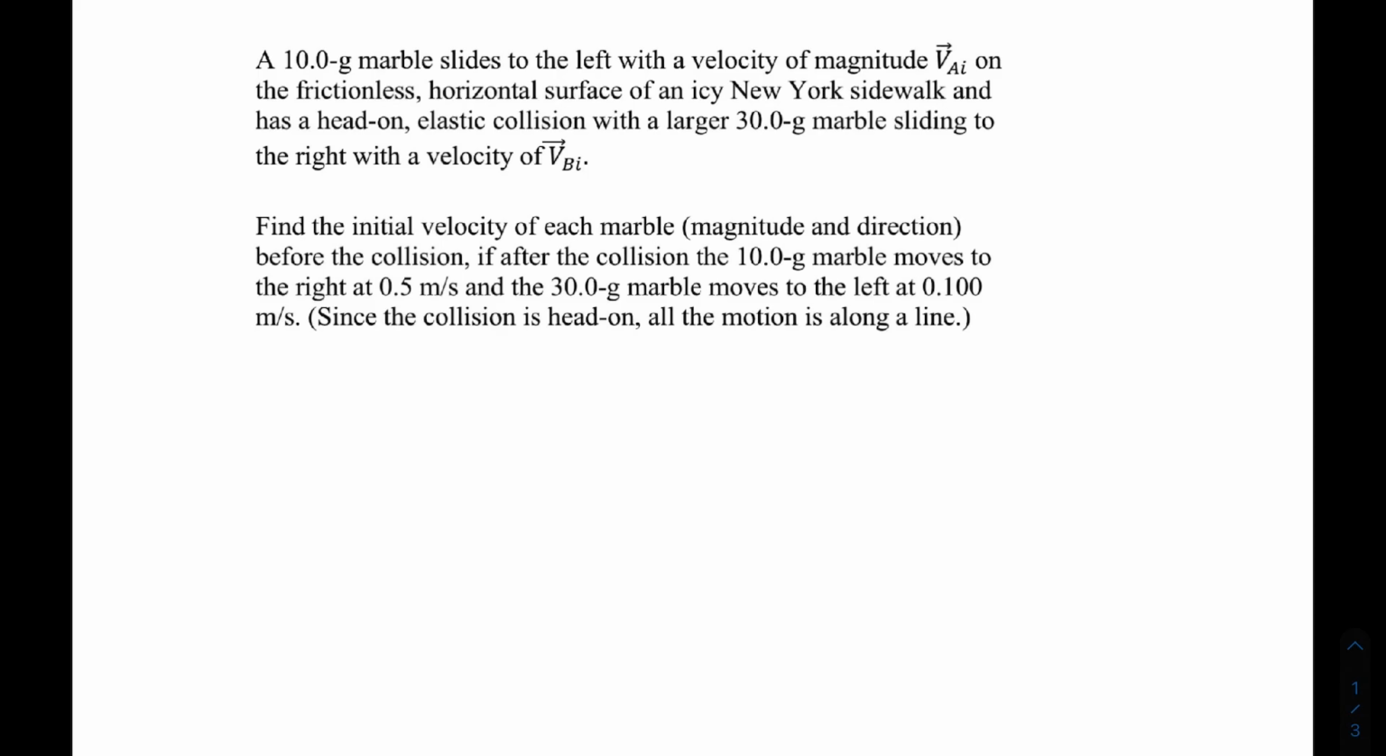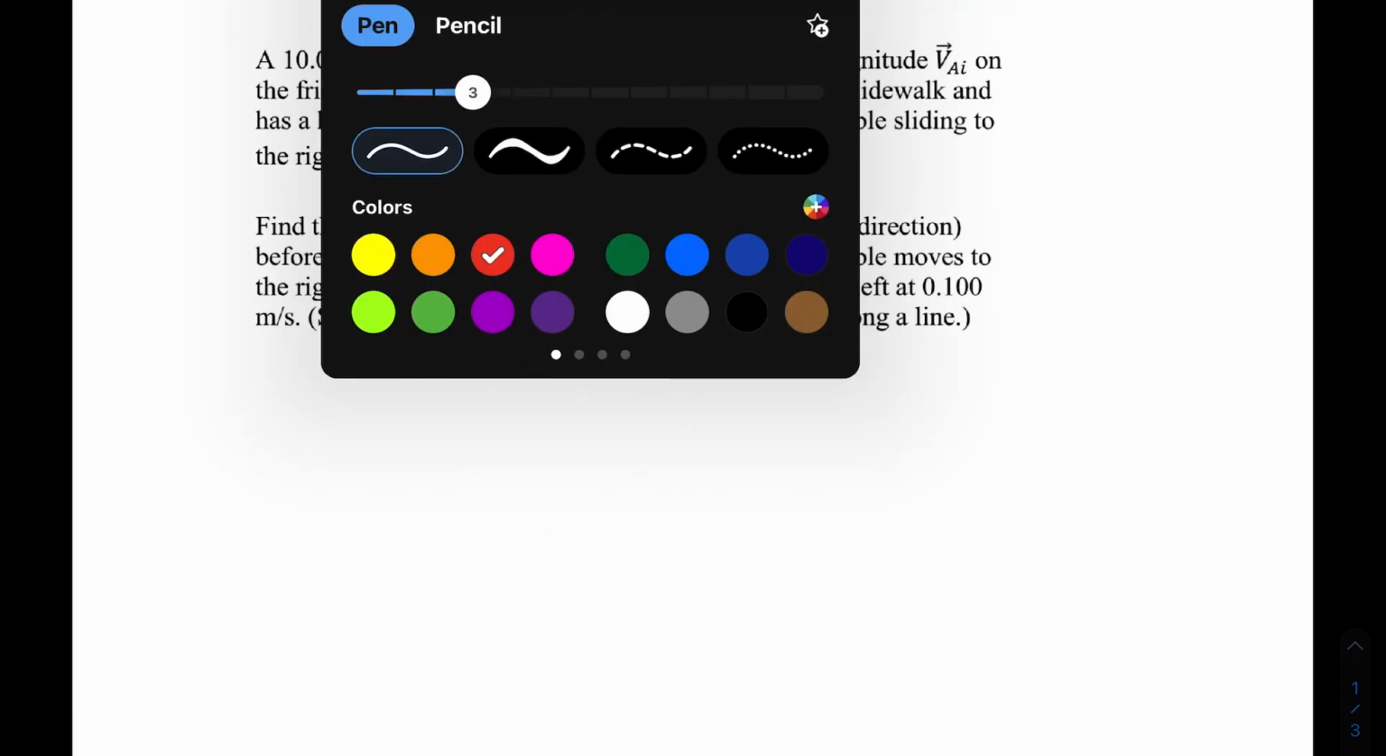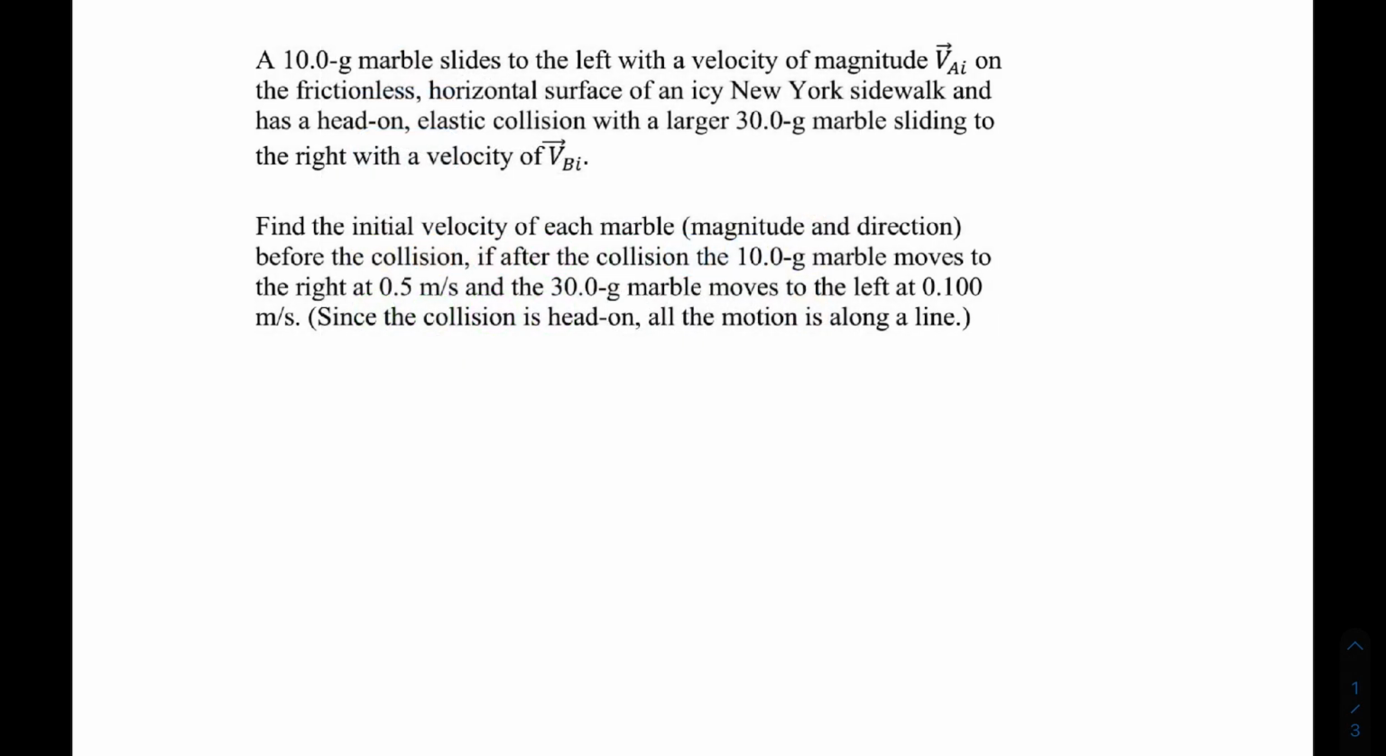Okay, so this is the solution for the problem set, for the long exam set B. Now, the problem reads that you have a 10-gram marble, which slides to the left with a velocity of magnitude VAI on the frictionless horizontal surface on an icy New York sideway, and has a head-on collision with a larger mass sliding to the right with a velocity of VBI. So this part here you have to sketch so that you can have a clear idea of what you are going to solve, as well as the sign of the specific velocities.